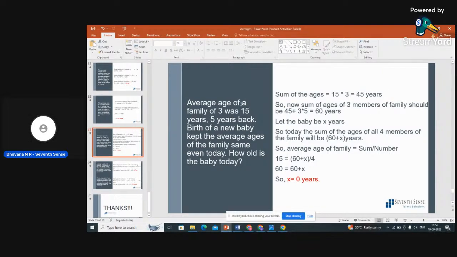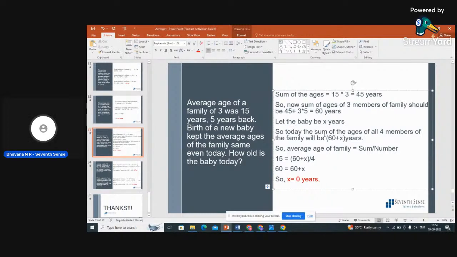So next, the question is: 5 years back the birth of a new baby kept the average age of the family the same even today. How old is the baby today? So what is the age of that baby? So now the sum of ages of three members of the family should be 45 plus 3 into 5, that is equal to 60 years. Let the baby be x years.